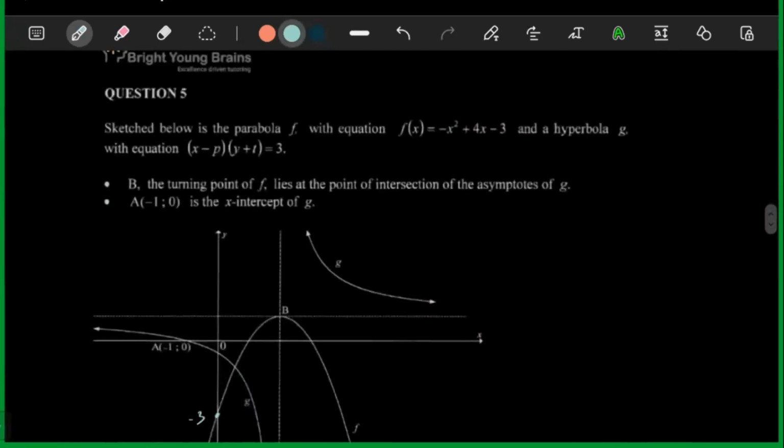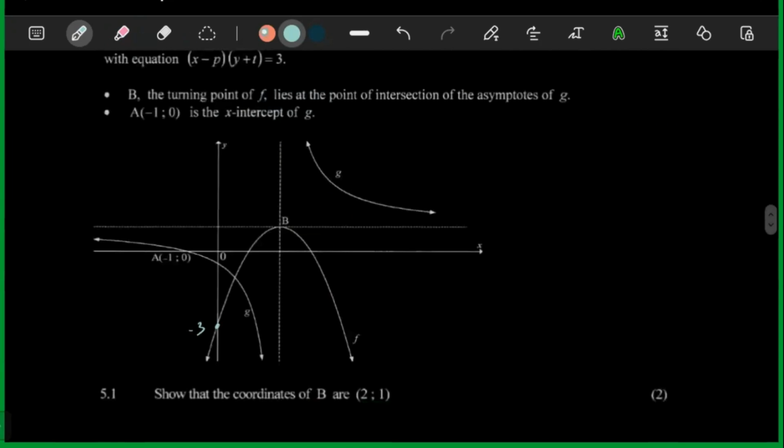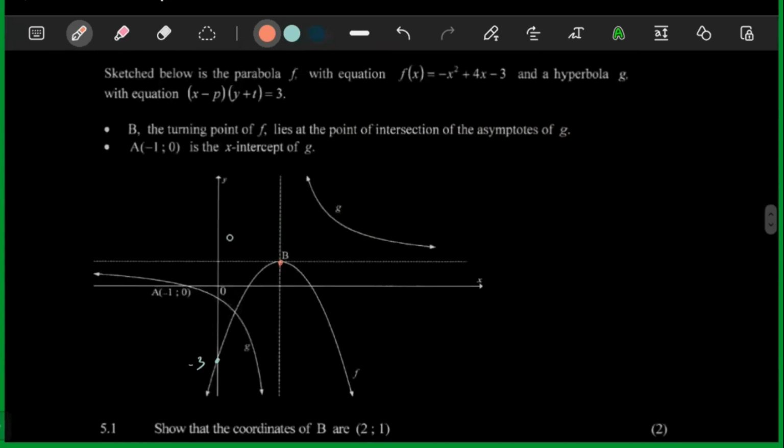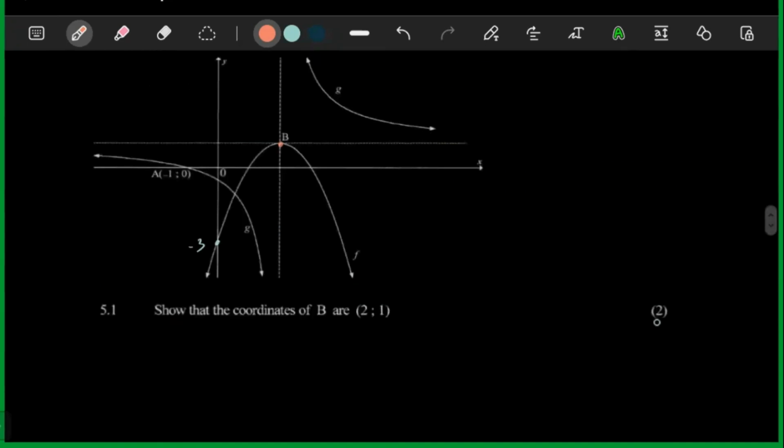So that's quite interesting. It says here B is the turning point of f. Yes, so B is the turning point. Then it says here it lies on the point of intersection of the asymptotes of g. So whatever asymptotes we have here, the y asymptote and the x asymptote, they meet at B. And then they said A is this coordinate. It is the x-intercept of g. For 2 marks, they said show that the coordinates of B are (2; 1).